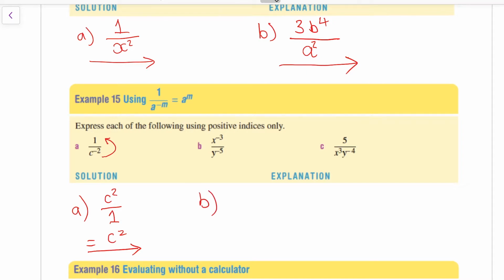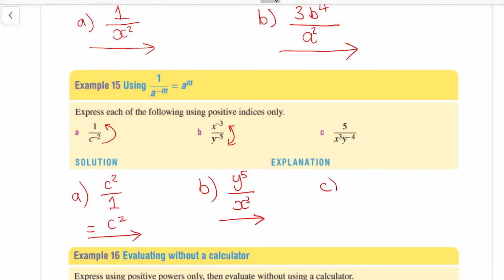Having a look at b, we've got x to the negative 3 and y to the negative 5. Both have negative indices. So these are basically just going to do a switcheroo. So you now end up with y to the 5 over x to the 3. And that's as simple as it can go. We can't do any cancelling.